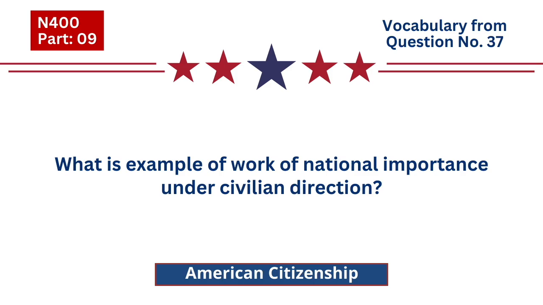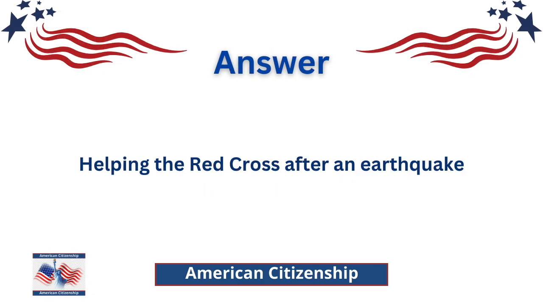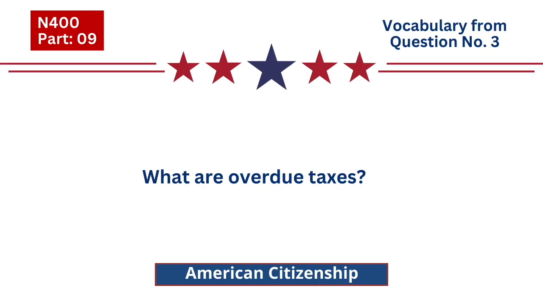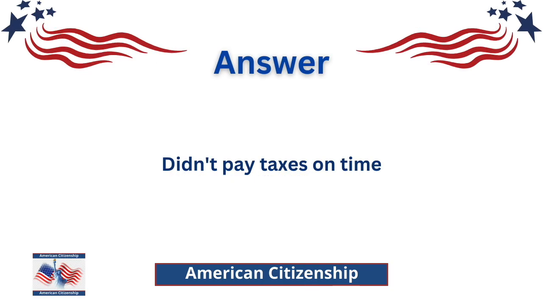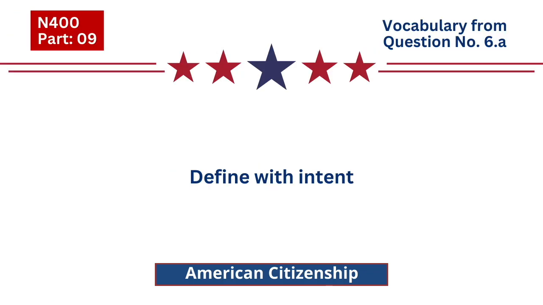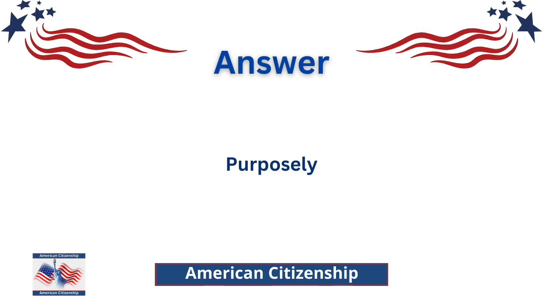What is example of work of national importance under civilian direction? Helping the Red Cross after an earthquake. What are overdue taxes? Didn't pay taxes on time. Define, with intent. Purposely.